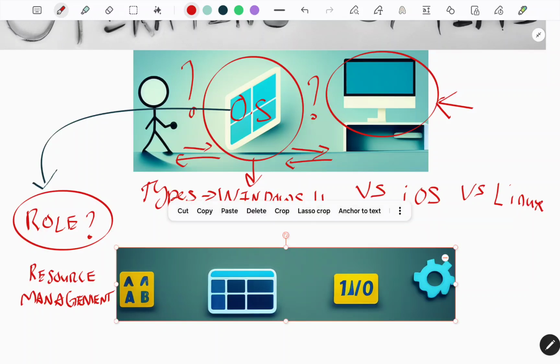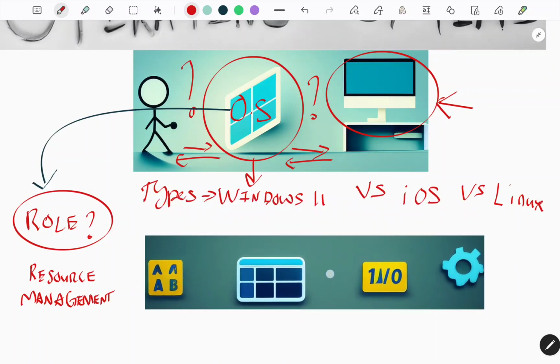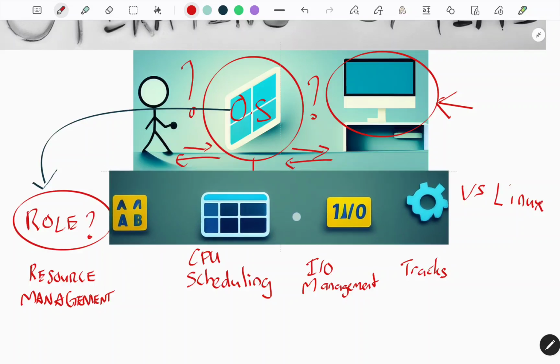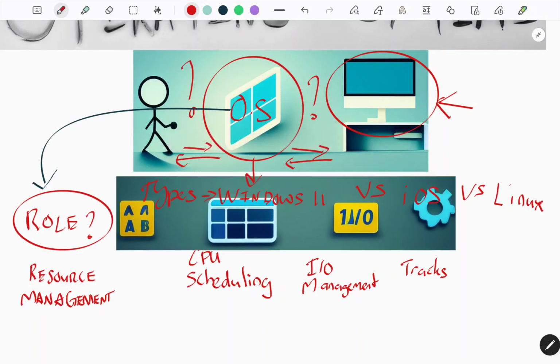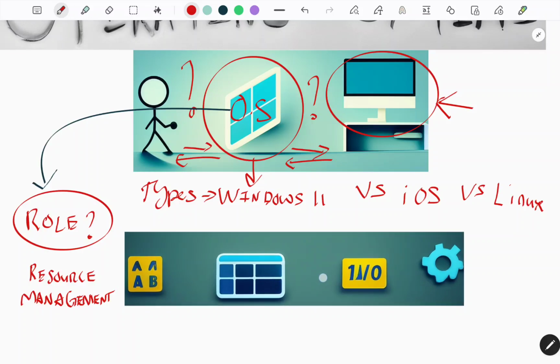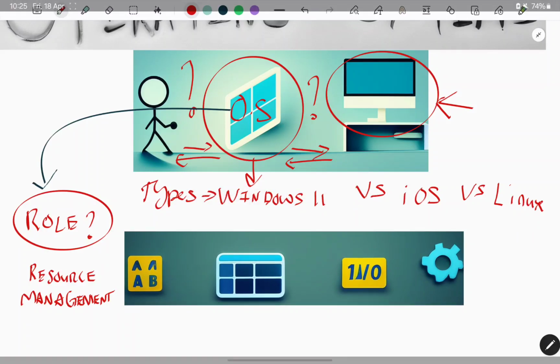Okay, so we have this over here, which is the CPU scheduling, input and output management, and it tracks and allocates the resources. Which is the first row for this operating system. Over there I put in 5 rows. We have just gone through the first row.